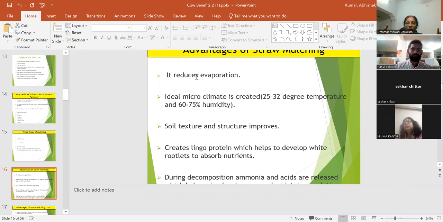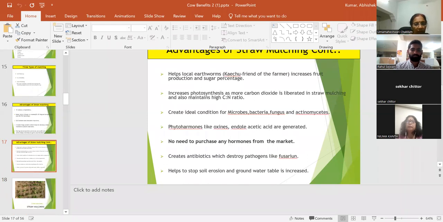So by doing this, the lignoproteins are secreted, and then these white roots develop and go in search of water and nutrition. The wider they go, the farther away they go, so much of a spread there will be. Then what happens? Your plant will become more sturdy, healthy and robust. This is how the whole thing works.